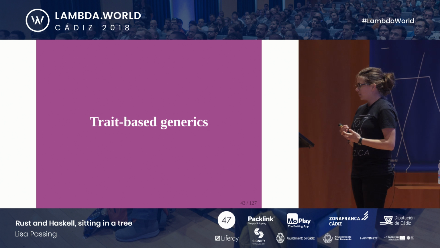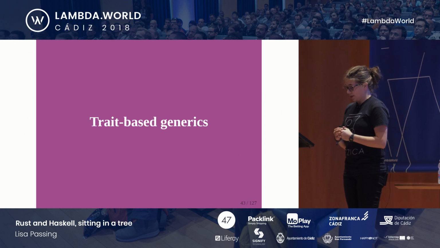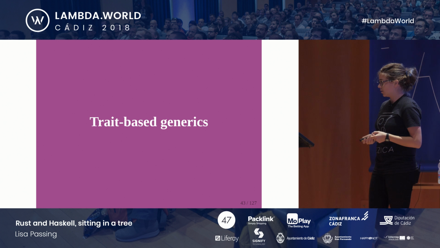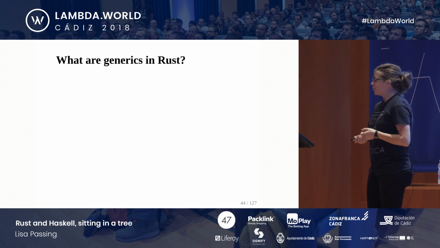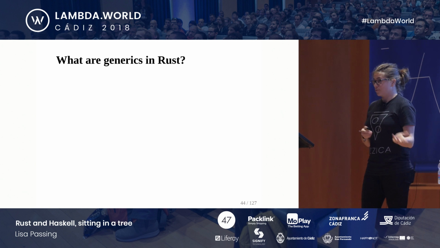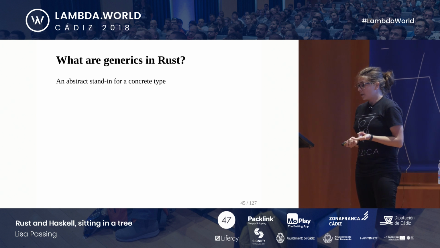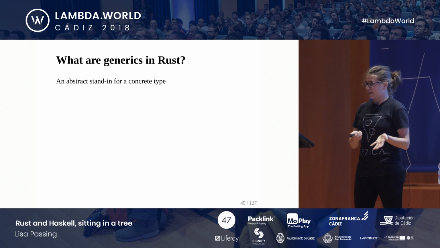And we need this for the next topic. So this is kind of building up on the next topic of trait-based generics, because we're going to talk about types a bit more. So, trait-based generics. What is this? First, what are generics in Rust? They are abstract stand-ins for a concrete type.